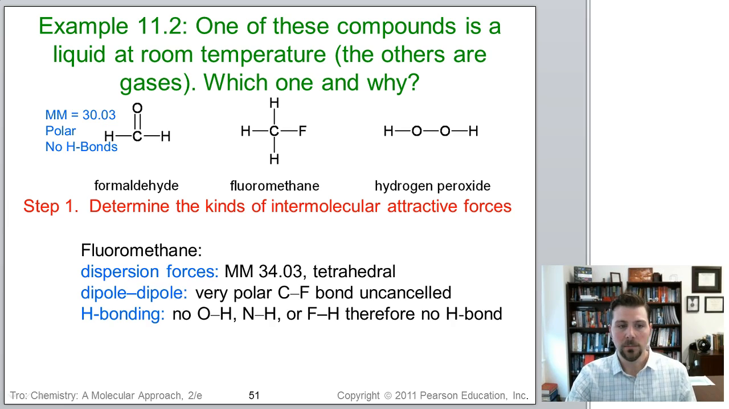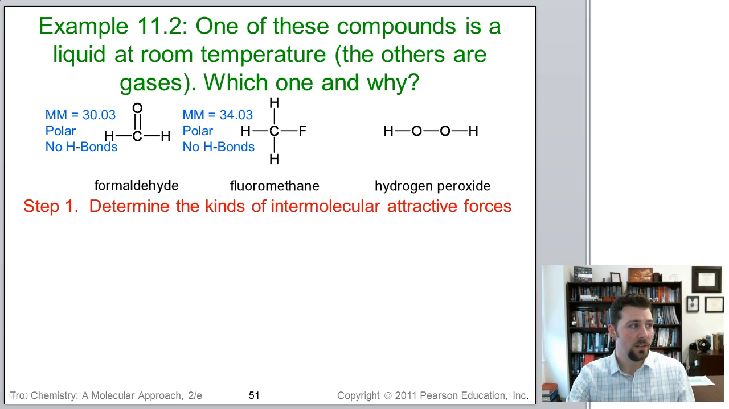Okay, what about fluoromethane? We've got the dispersion force, and its molecular mass is a little bit higher than in formaldehyde, but not a lot. It's tetrahedral, so it's kind of a particular spherical shape. It has a CF bond that is polar, and so it would have dipole-dipole forces. And even though there are hydrogens, they're not attached to a NOF, so there is no hydrogen bonding.